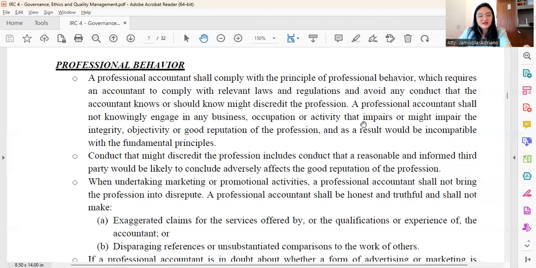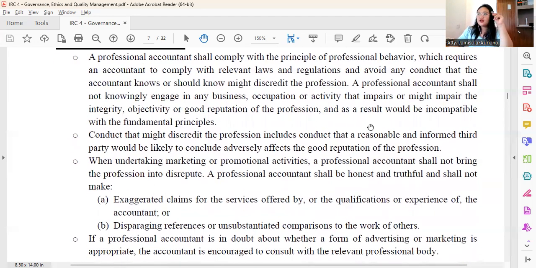Or a professional accountant issues a bouncing check. You are a CPA, but you issued a check that has no sufficient funds. That would discredit the profession. Okay. Or you get wasted in a bar. Then someone took a picture of you. Then that would also discredit the profession. A professional accountant shall not knowingly engage in any business, occupation, or activity that impairs or might impair the integrity, objectivity, or good reputation of the profession. As a result, it would be incompatible with the fundamental principles. So I hope that's clear.